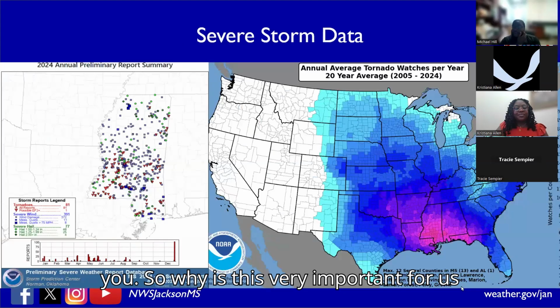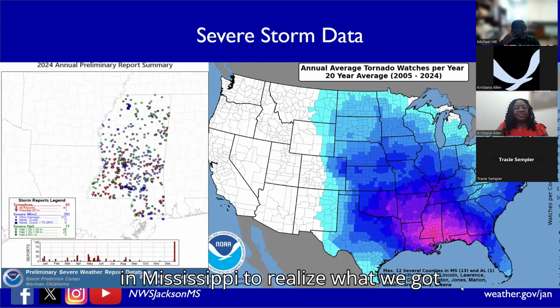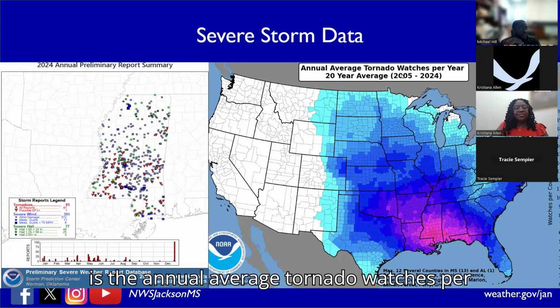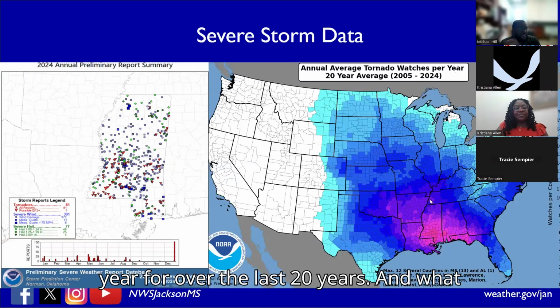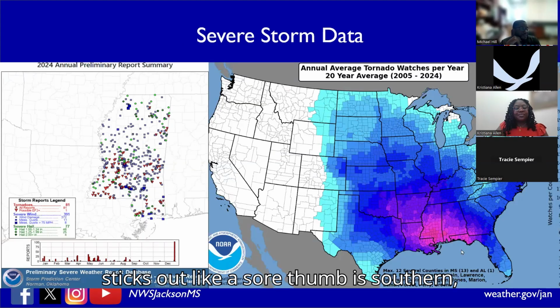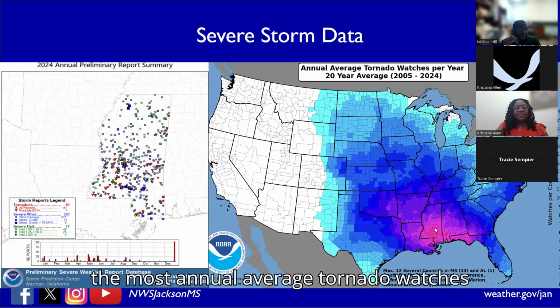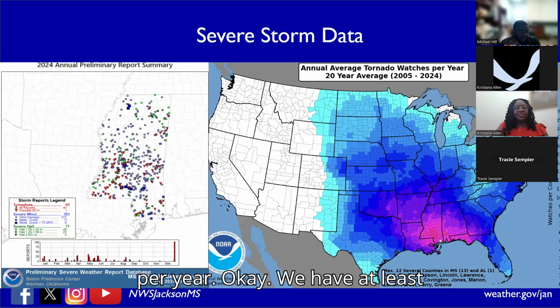So why is it very important for us in Mississippi to realize what we've got going on? If you look at this map, this is the annual average tornado watches per year over the last 20 years. What sticks out like a sore thumb is central and southern Mississippi. We have the most annual average tornado watches per year. We have at least 12 to 13, maybe even up to 14 watches per year across Mississippi.